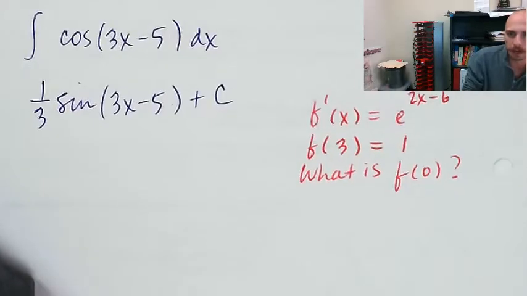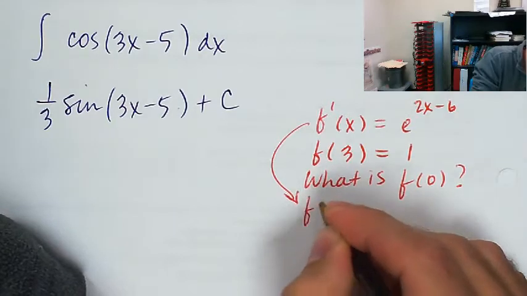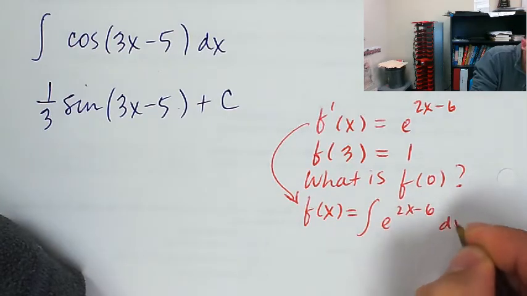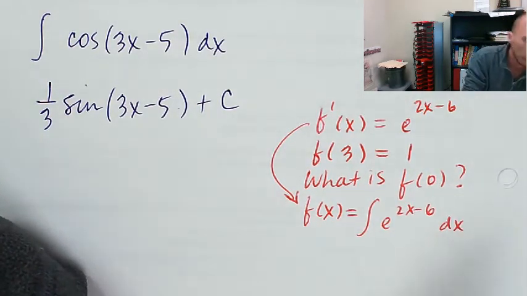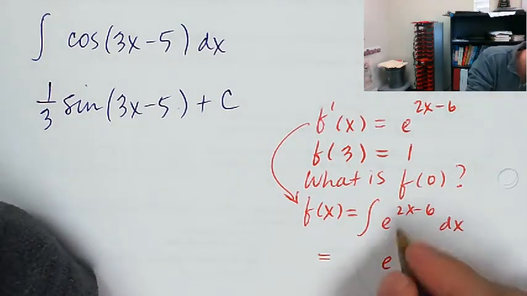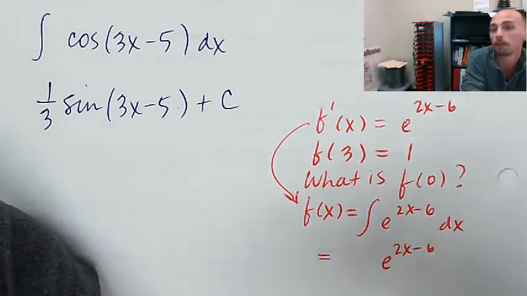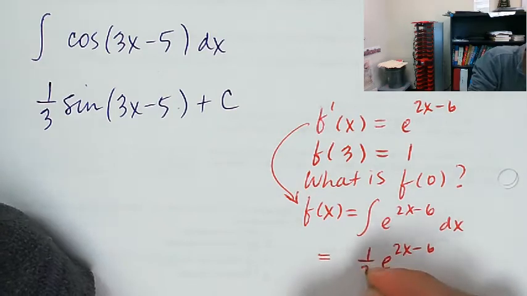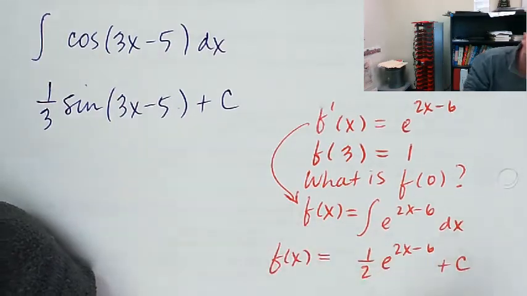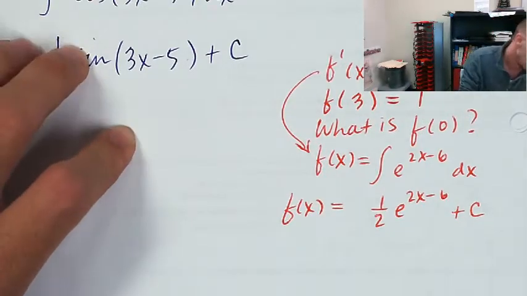Okay, so first we're going to need to find f of x by anti-differentiating. So f of x is the antiderivative of e to the 2x minus 6 with respect to x. e to the thing is its own derivative, so it would stand to reason that it would be its own antiderivative. But the inside is linear, so I need to remember to divide by the slope. So that's going to be divide by 2, and I remember to add the plus c, and that's f of x.